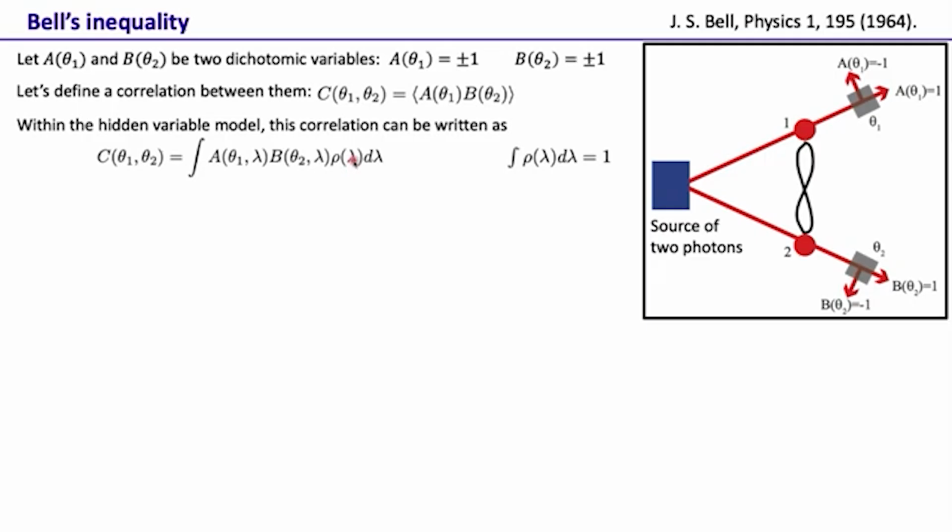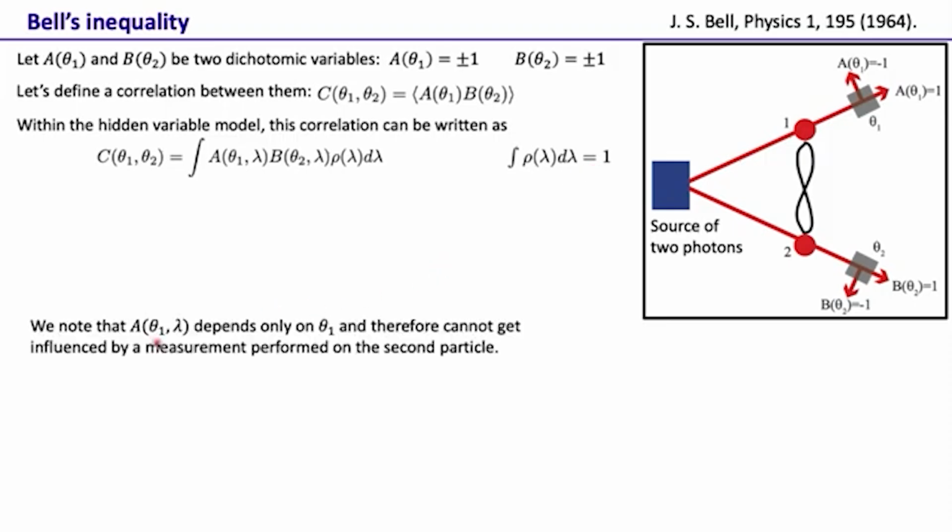In fact, this lambda doesn't represent just one hidden variable. It could actually also be a set of hidden variables. Then there is a distribution of this hidden variable, given by this probability density, and for a given lambda, the values of A and B actually depend on this lambda. So that is the definition of average that we will use in this case. Of course, the integral of rho lambda d lambda has to be equal to 1.